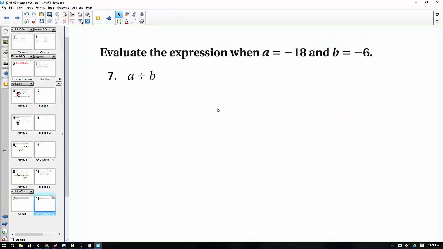And here's the final one. So I have, what is the expression when a equals negative 18 and b equals negative 6? So I have negative 18 divided by negative 6. So it's two negatives, so it becomes a positive.